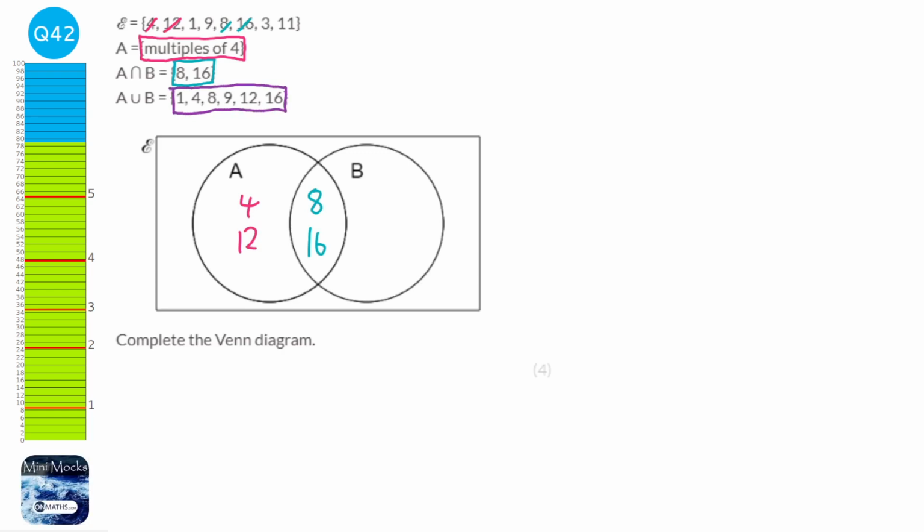So A or B is in A, in B, or in the middle. If we cross out the ones we've already used, so we've already used the 8 and 16 and the 4 and the 12, that leaves the 1 and the 9. We'll cross that out of our other list. And there's only 2 left in our everything list at the top. We've got the 3 and we've got the 11. So on the outside we have 3 and we have 11.